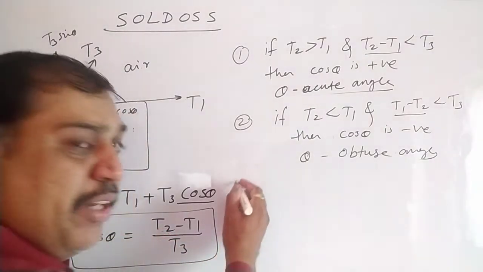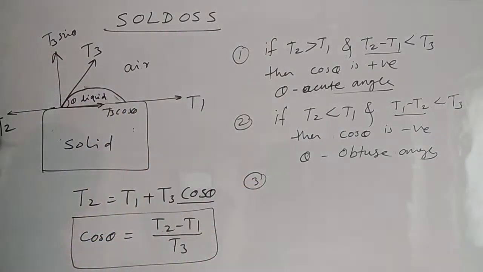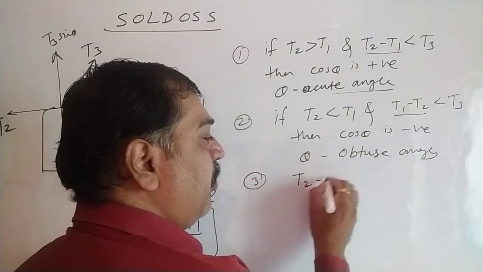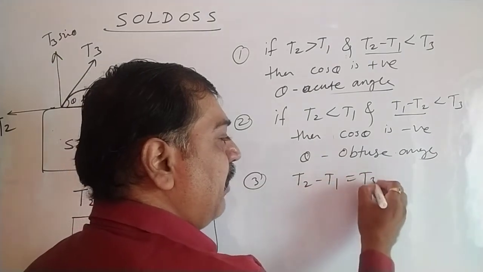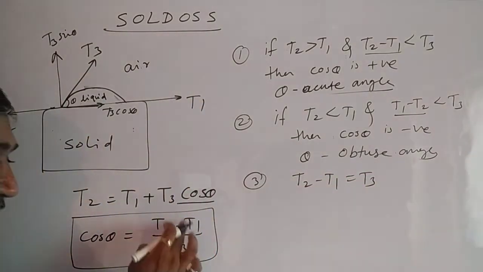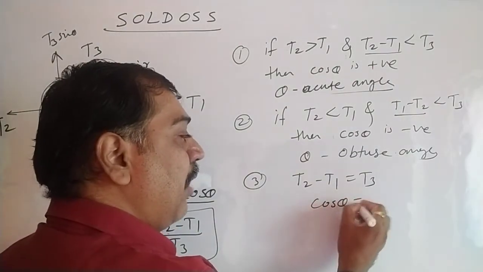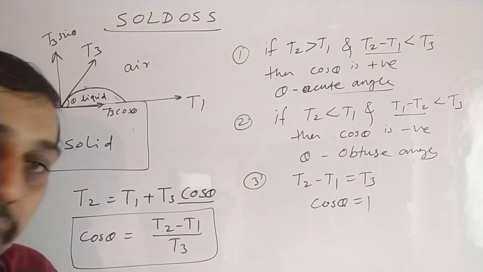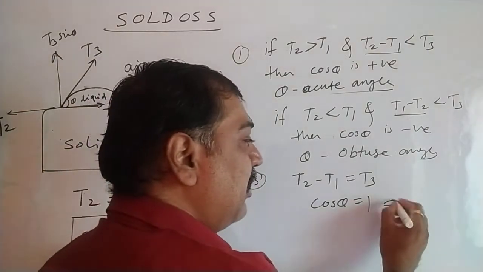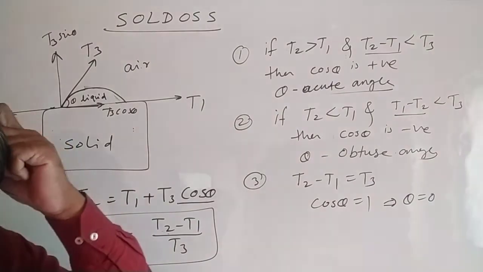Third condition they have mentioned: if T2 minus T1 equals T3, what will occur? T2 minus T1 is T3, divided by T3, it is 1. Cos theta equals 1. What is the value of theta? Theta equals 0. So the angle of contact would be 0.